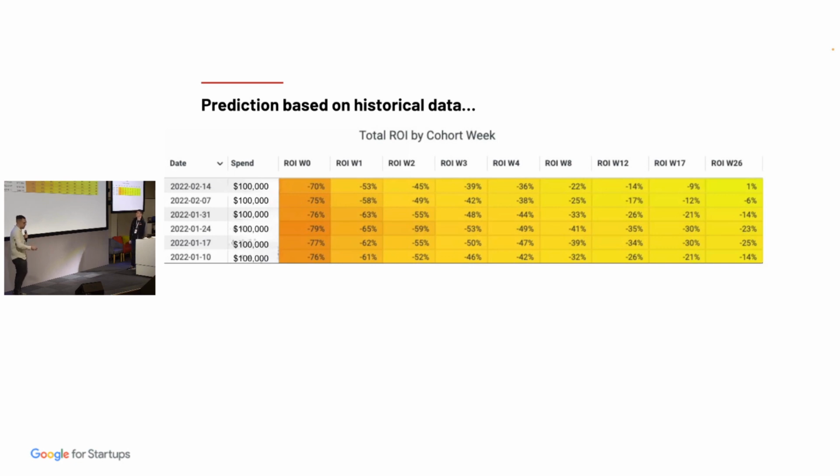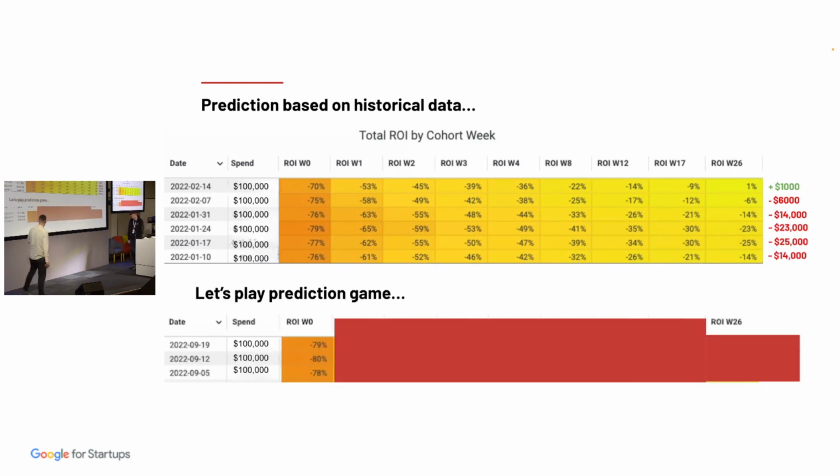If you look at the week 0 results, you can try to guess where you are going to be in week 26. So this is how you start. And 1% means that you get plus 1,000, minus 6,000, results like that.